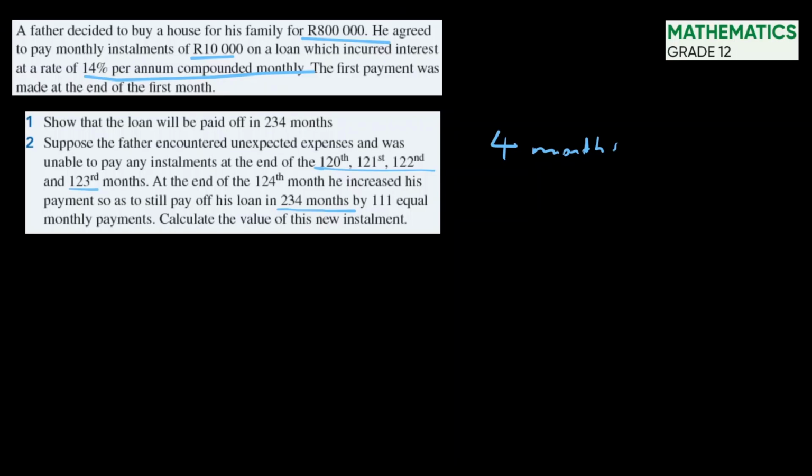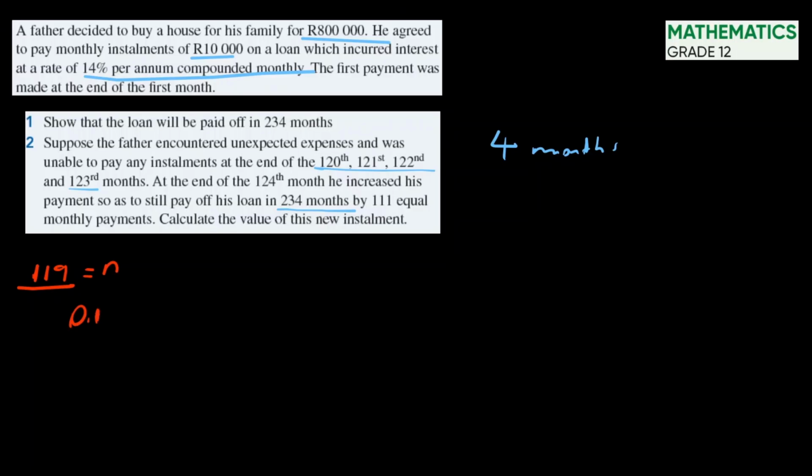So how do we go about answering? Before he stops making the payments, we need to calculate the outstanding balance before he stops. So when does he stop? He stops at month 119. So we need to get the outstanding balance at month 119, which means our N will be equal to 119.